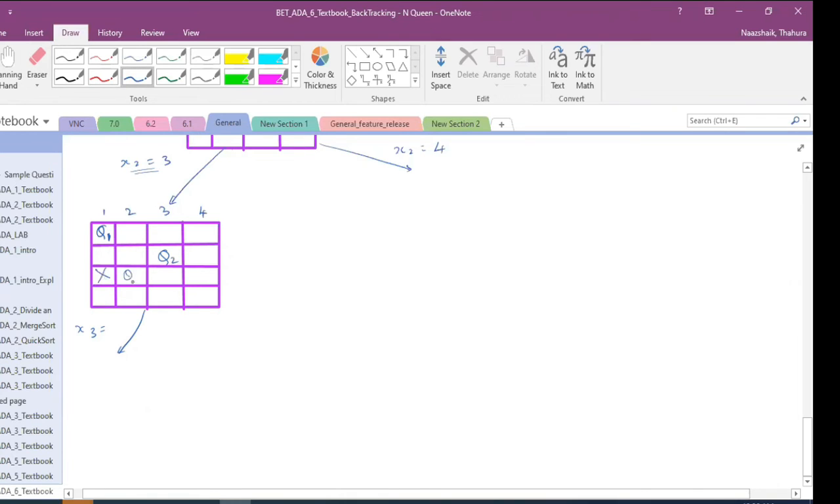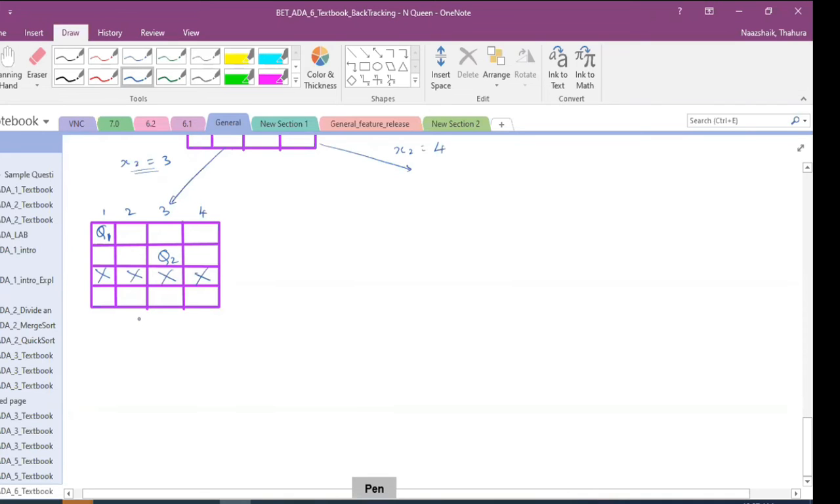Can I place queen 3 here? No, because it hits here, right? Can I place queen 3 here? No. Can I place queen 3 here? No. So basically, I don't have any choice for queen 3, right?